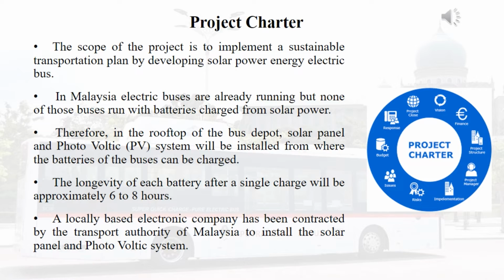Project charter, the scope of the project is to implement a sustainable transportation plan by developing solar power energy electric bus. In Malaysia, electric buses are already running, but none of those buses run with batteries charged from solar power. Therefore, in the rooftop of the bus depot, solar panel and photovoltaic system will be installed from where the batteries of the buses can be charged.